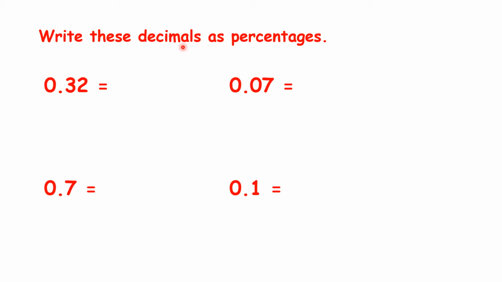Now pause the video and write these decimals as percentages. We have 32%. Then we have 70%, not 7%. Why not? Well, 0.7 is 7 tenths, but percent means out of 100, and because 7 tenths is equivalent to 70 hundredths, it has to be 70%.